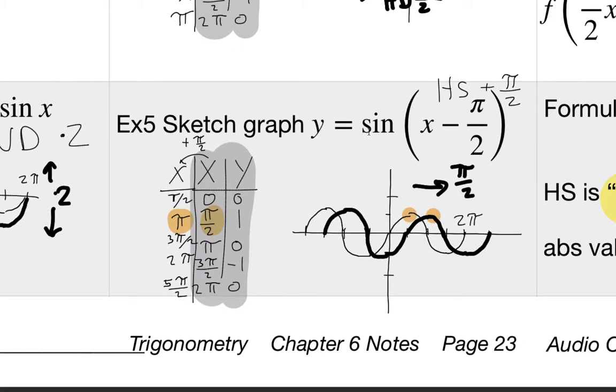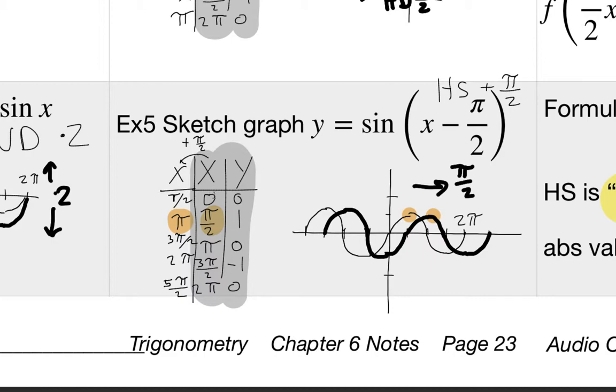Sketch a graph of y equals sine of x minus pi over 2. Remember, we have already had subtraction forced for us. That's fine. So we can see it's a horizontal shift of pi over 2. So that's going to be a change to all these x values.